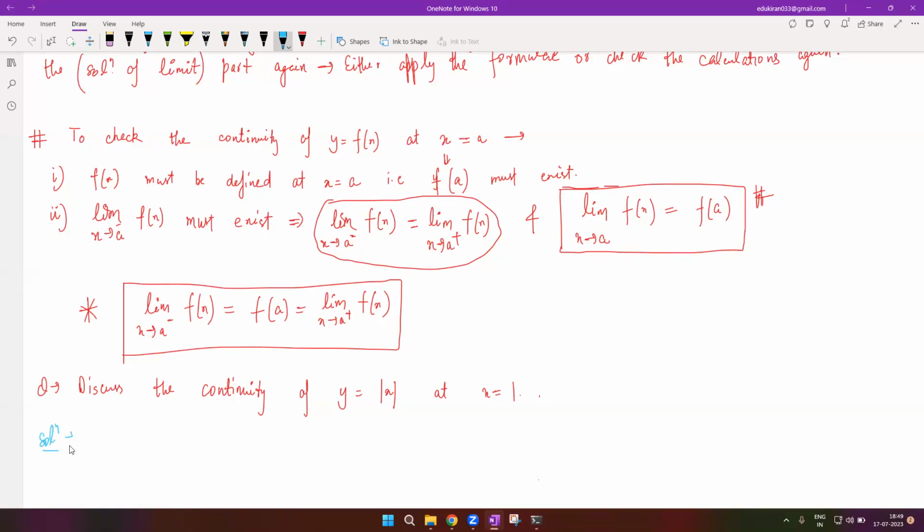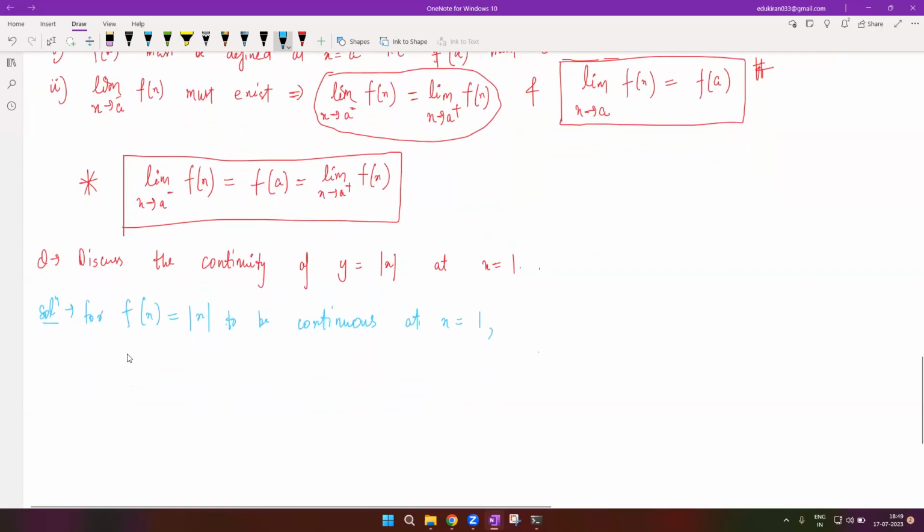Right. So first of all, we have f(x) is equal to mod x. For f(x) equals mod x to be continuous, I want to check its continuity at x is equal to 1. Right. So if this is continuous at x is equal to 1, then I need to find 3 things. Now, first thing is, find first. What is the first thing?